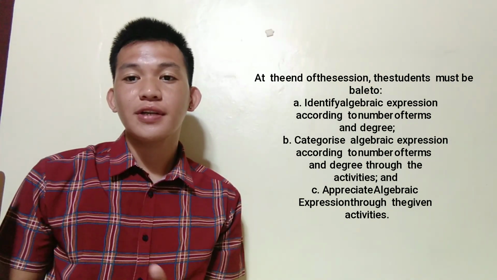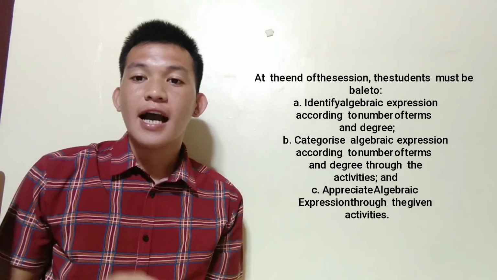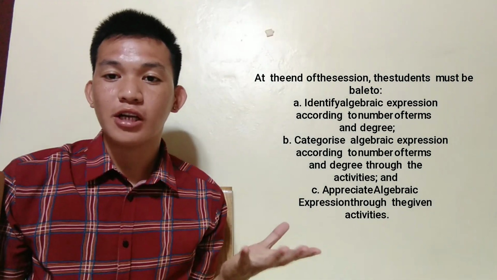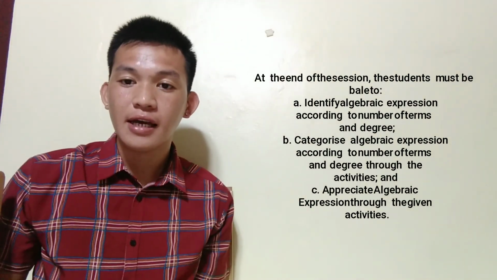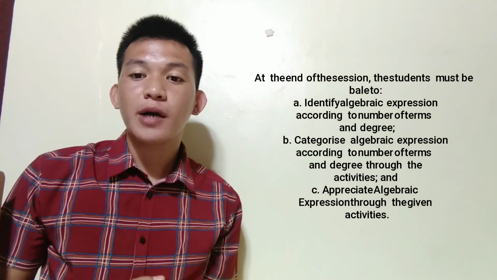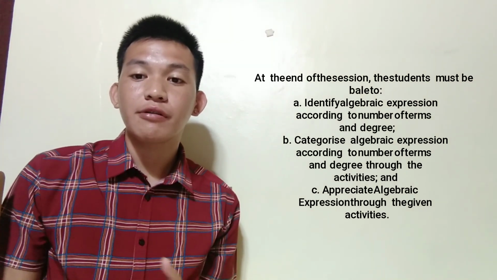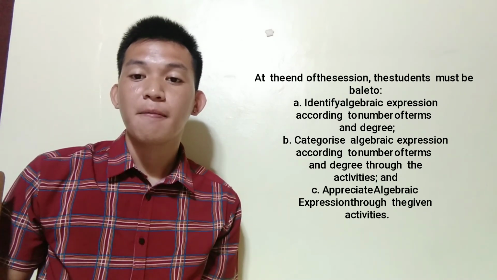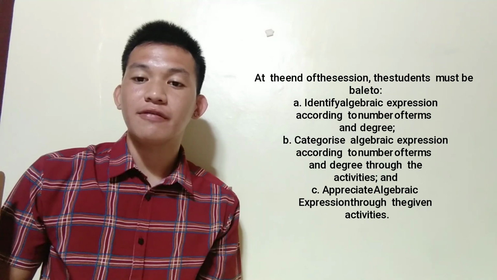Do you have any idea what our topic for today is? Anyone? Good. Our topic for today is all about algebraic expression. But before that, we are going to review our learning objectives for today's lesson. At the end of this session, the students must be able to: A, identify the algebraic expression according to the number of terms and degree. B, categorize algebraic expression according to the number of terms and degree through the activities. And C, appreciate algebraic expression through the given activities.